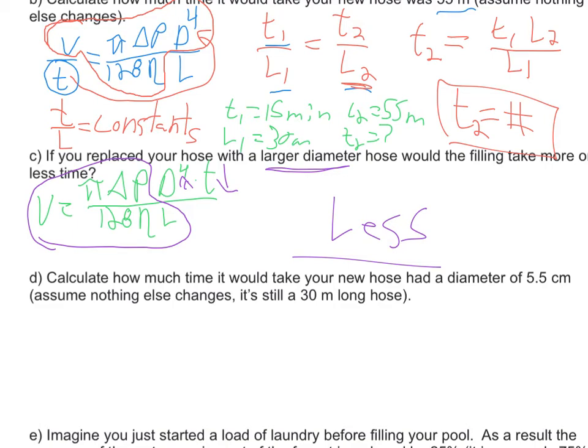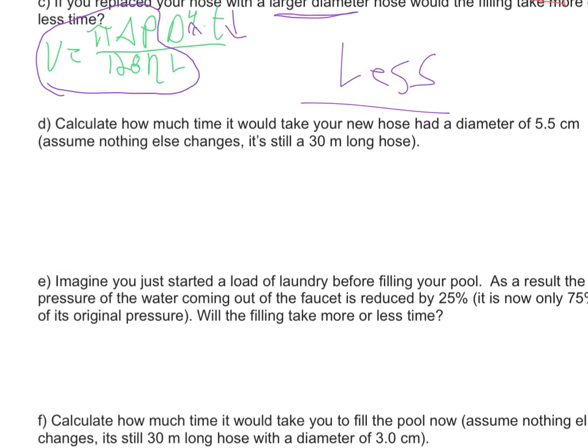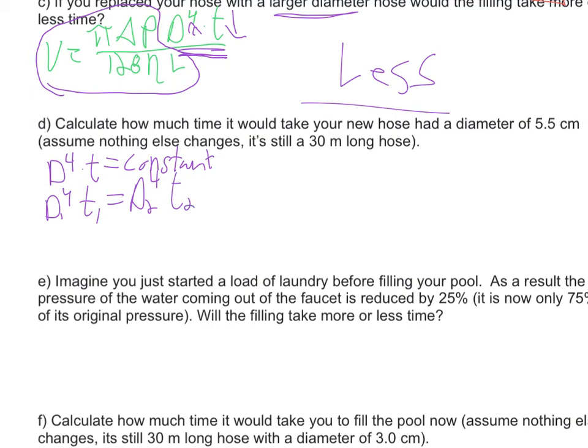And if we look at part D right underneath this, guess what we're asked? We're asked to calculate what happens when we change the diameter of the hose. So from this equation up here, we can see everything's constant except d to the fourth times time. So if we use that, maybe I'll stick with the purple. It's a nice color. D to the fourth times time is a constant. So we can say d1 to the fourth times time 1 is going to be equal to d2 to the fourth times time 2.